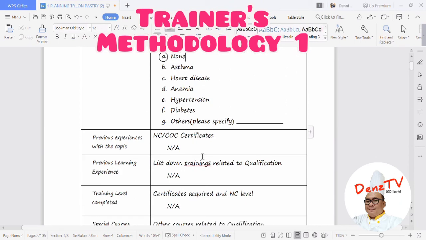Alright? So next, previous experiences with the topic. Okay, what does it mean to the plan? Miss Divine here answered NA. No, this is not supposed to be NA. This is none. Okay? None. Meaning, Miss Divine doesn't have any certificate or NC as of this moment.